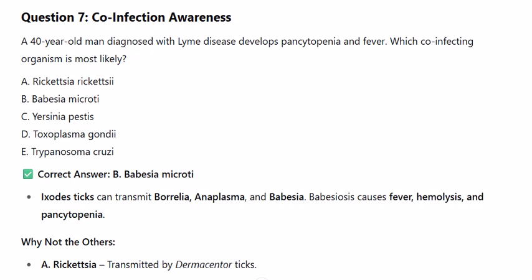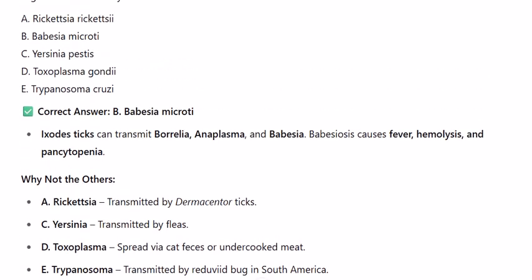Babesiosis causes fever, hemolysis, and pancytopenia. Why not the others? A. Rickettsia, transmitted by Dermacentor ticks. C. Yersinia, transmitted by fleas. D. Toxoplasma, spread via cat feces or undercooked meat. E. Trypanosoma, transmitted by the reduviid bug in South America.